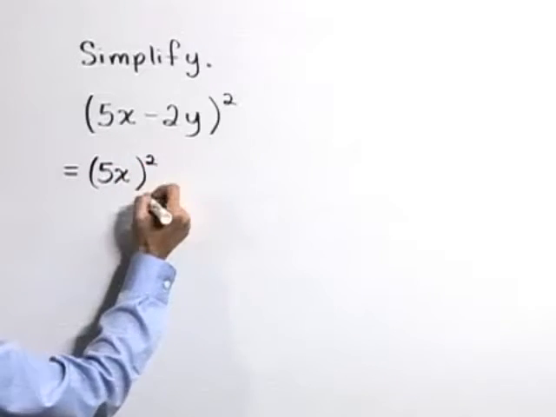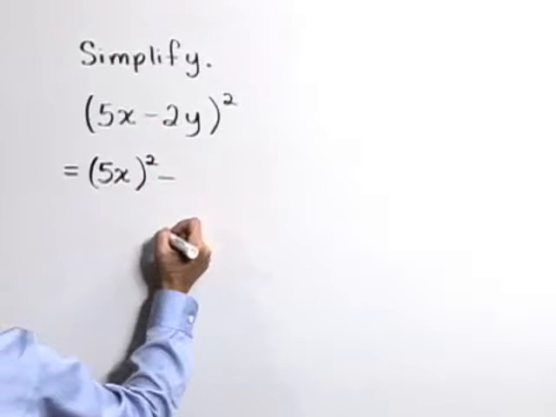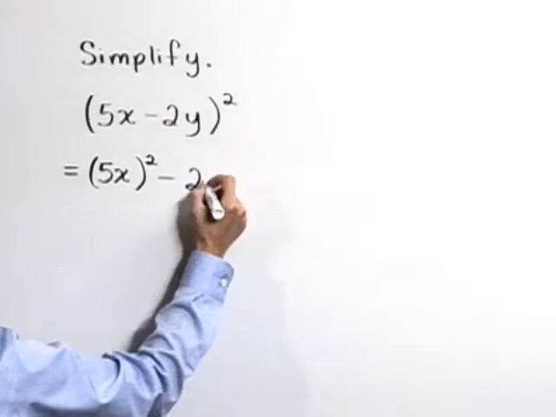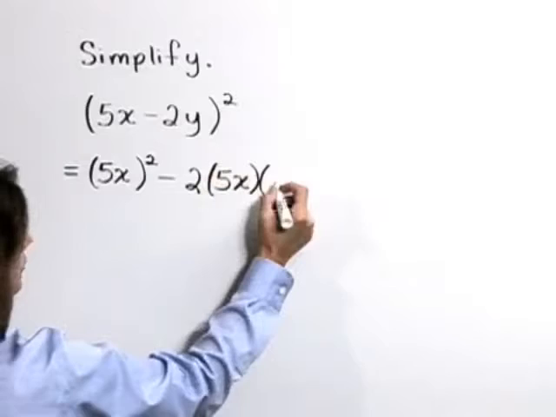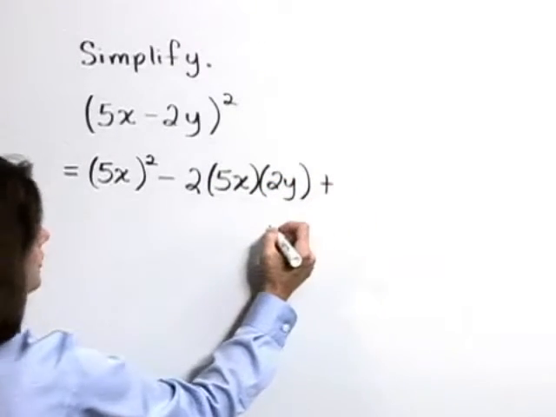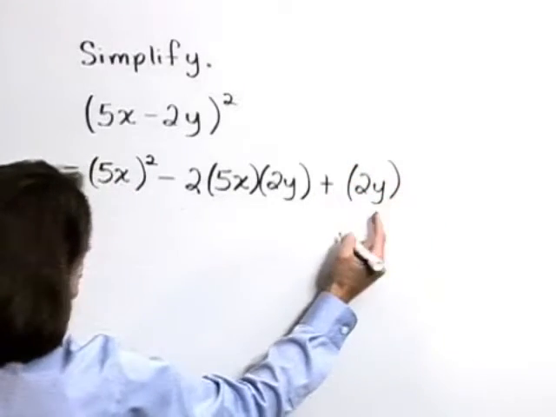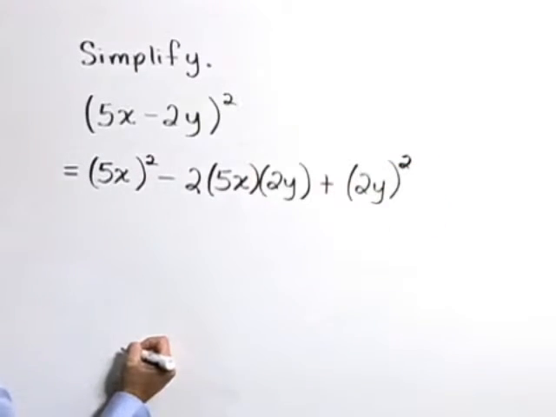5x, and squares it. Since this has a minus sign in the middle, we'll use a minus sign for our second or middle term, minus 2 times the product of our first term, 5x, and our second term, 2y, plus, finally, we'll look at this last term, which comes from (2y) quantity squared.